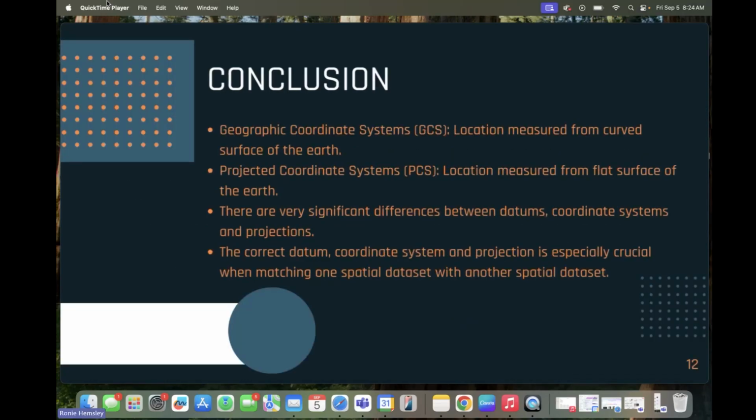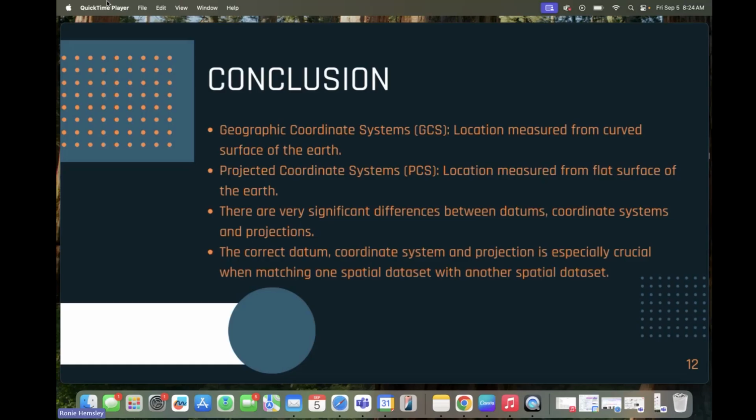To conclude, let's bring everything together. We started by looking at geographic coordinate systems, which measure locations on the curved surface of the Earth using latitude and longitude. We then compared them to projected coordinate systems, which represent locations on a flat surface using units like meters or feet. Along the way, we explored how datums provide the reference model for the Earth's shape, how projections flatten the globe into a map, and how Cartesian coordinates allow us to assign precise locations on a flat grid. We then connected it all to practical systems like UTM, which is widely used around the world.